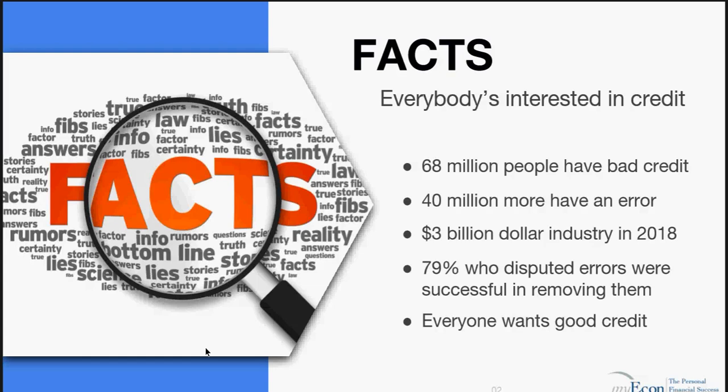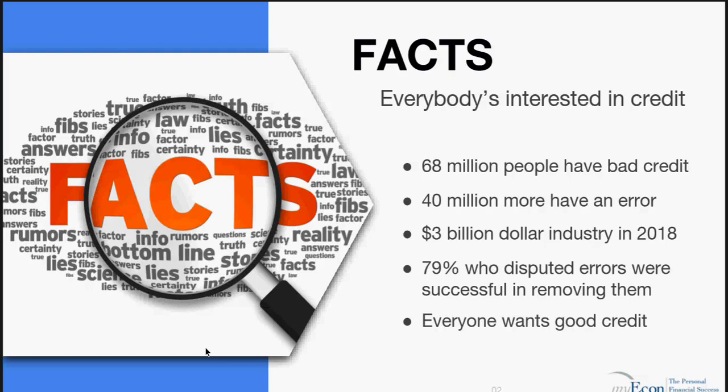You see, 68 million people have poor credit. 40 million people have an error on their credit. So that's basically saying that 1 in 5 people have an error on their credit report. In 2018, the credit repair industry earned over $3 billion. So it's a multi-billion-dollar industry, which means there's money being made off of the people who have no clue about this credit platform, but there's money to be made once you have an understanding about what you're learning tonight.